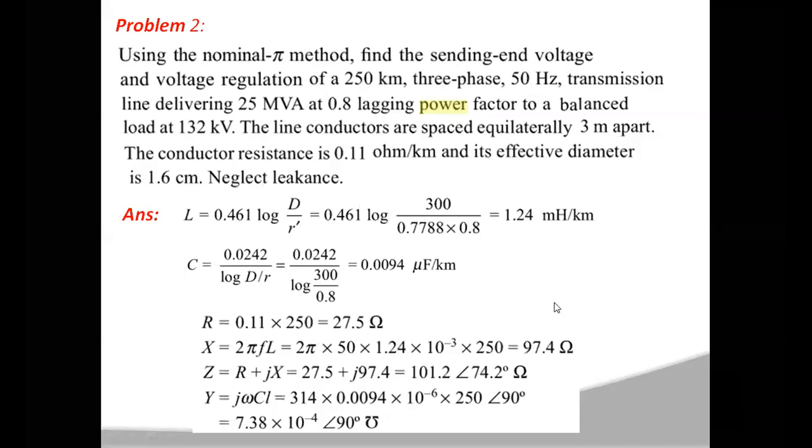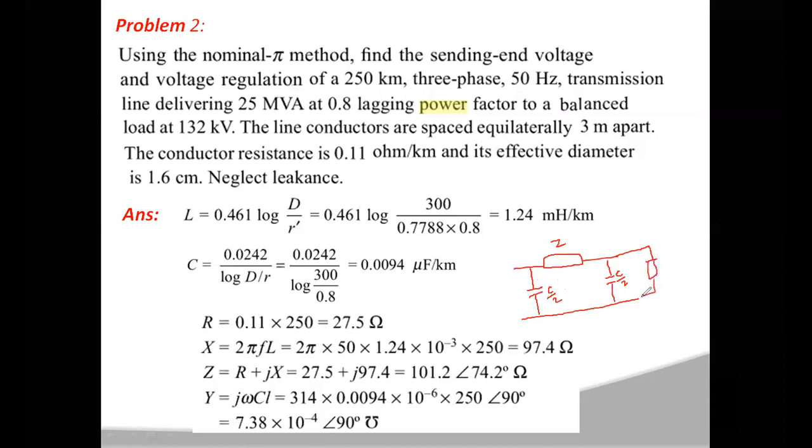So let us draw one diagram. This is the nominal pi method. The total impedance will be in series. In the nominal pi method, half of the capacitance will be connected at the sending end, and half of the capacitance will be connected at the receiving end. So this is C/2 and this is also C/2. Here you connect a load.